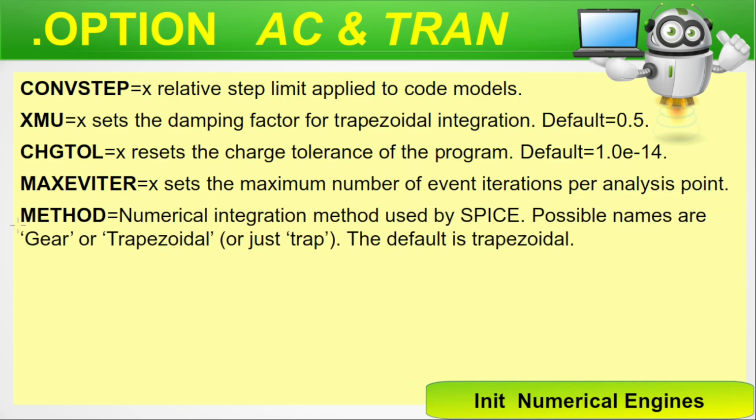Next one is the method. This is a numerical method of integration for SPICE. I have talked about the bisection and Newton-Raphson methods, which you learned in the classroom book at undergraduate level. However, when dealing with SPICE, what are the internal numerical methods?